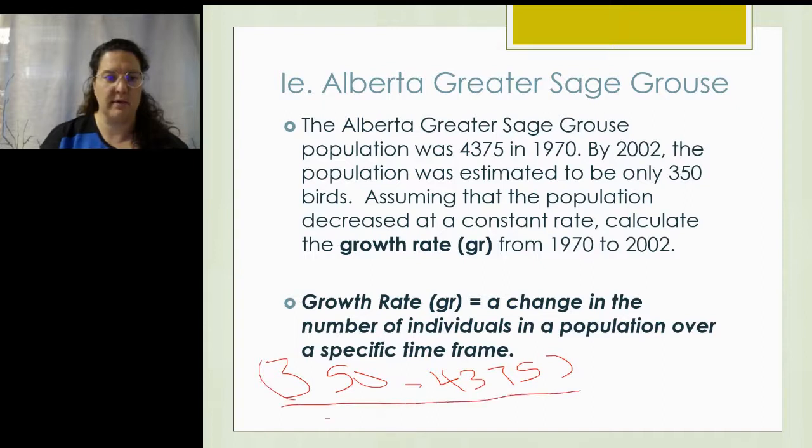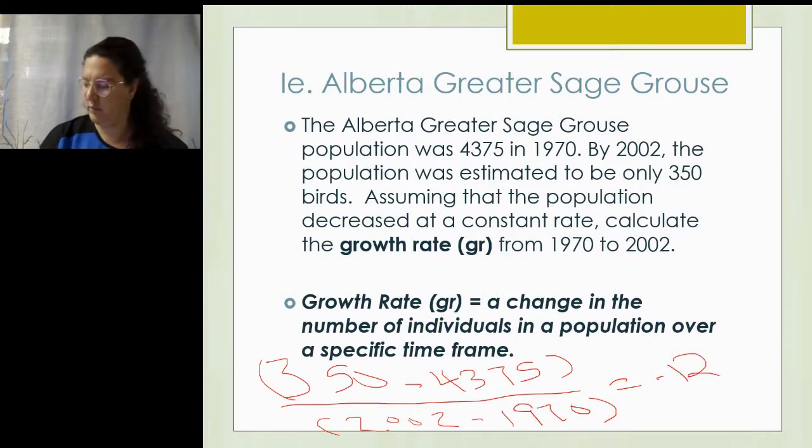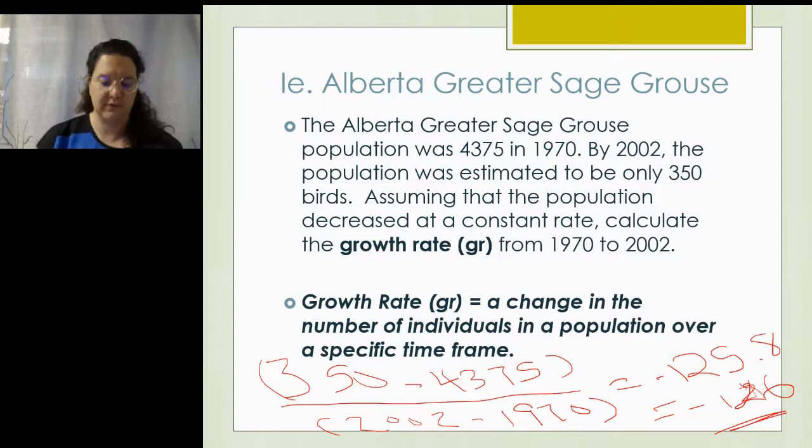And we're going to divide it by the years, so 2002 minus 1970. And we get an answer of negative 0.78, rounding that to negative 0.8. So we would have a negative growth rate because the population of that species is declining. And again, you want to go the final population minus the initial population, final year minus the initial year.